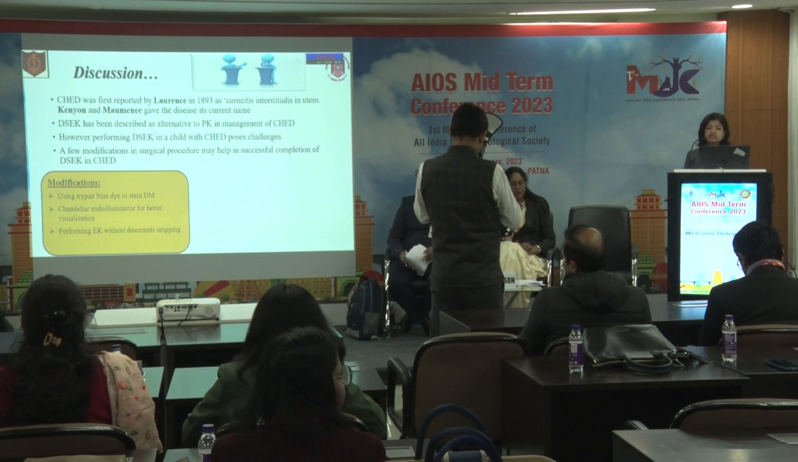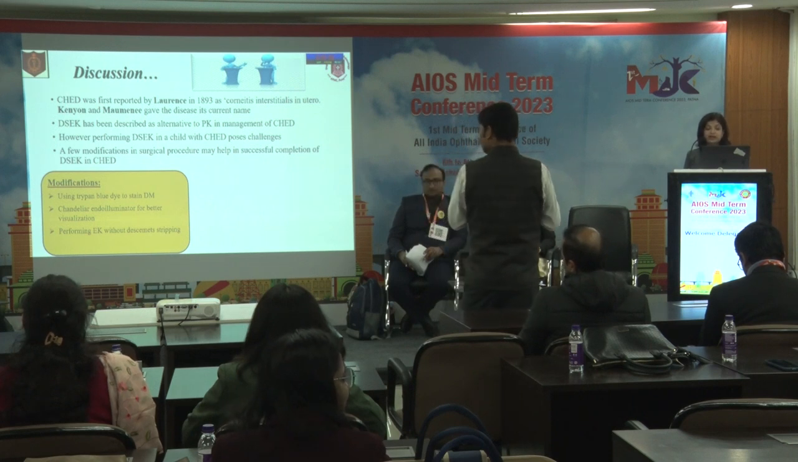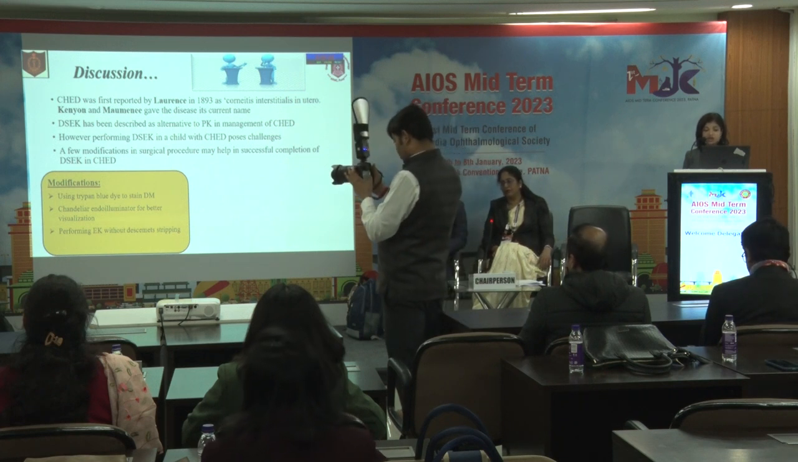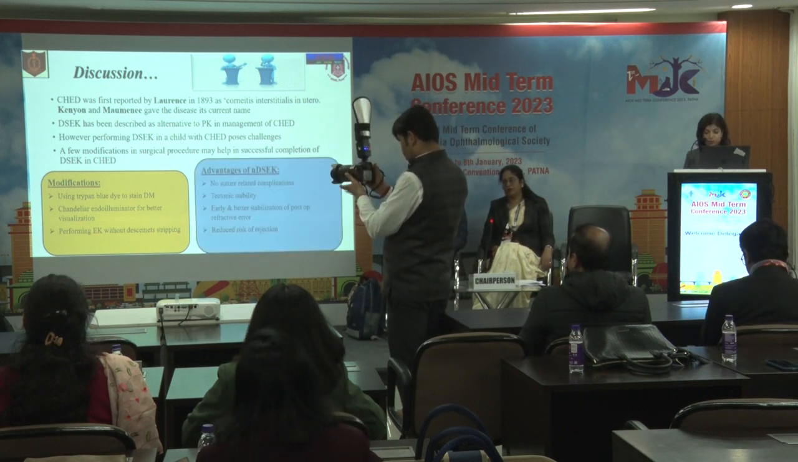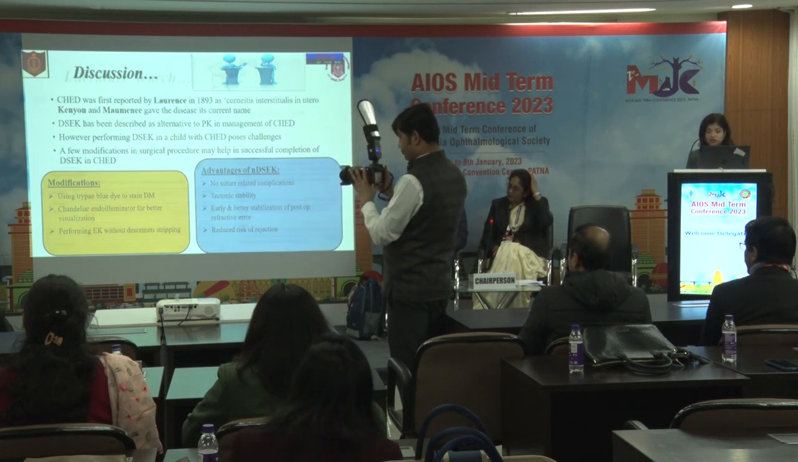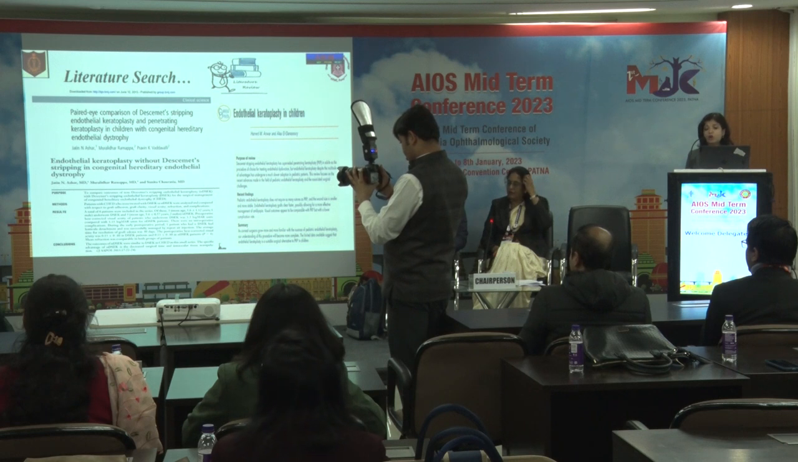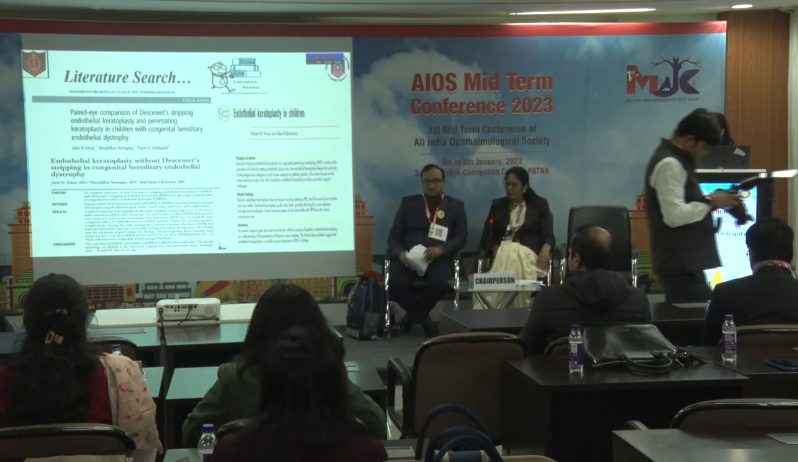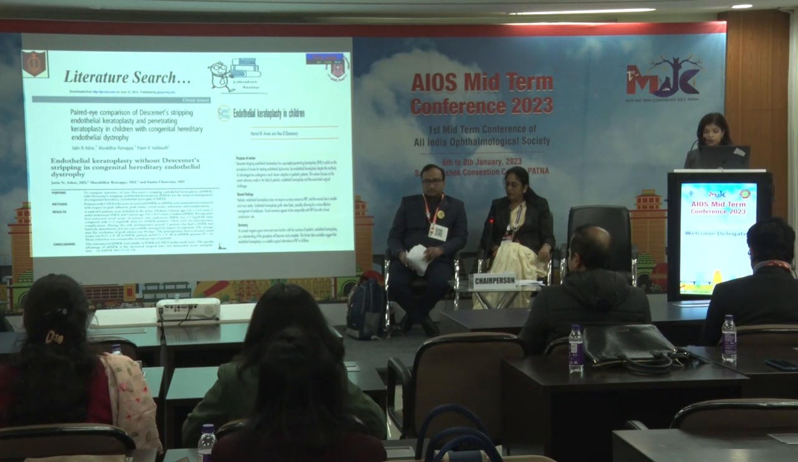A few modifications in the surgical procedure may help, like using trypan blue dye for staining the Descemet's membrane, a chandelier endo-illuminator, and performing EK without Descemet stripping. The advantages of non-Descemet stripping are no suture-related complications, tectonic stability, early and better stabilization, and reduced risk of rejection. Various studies have also shown EK as a suitable alternative to conventional PK as it reduces the risk of suture-related infection, astigmatism, and longer use of corticosteroids.